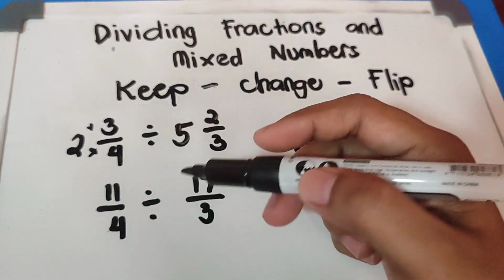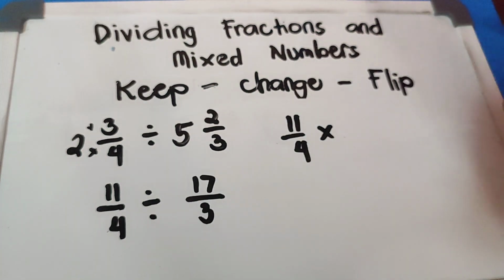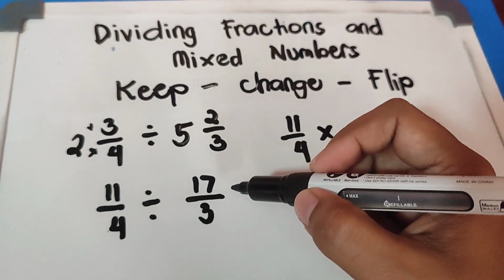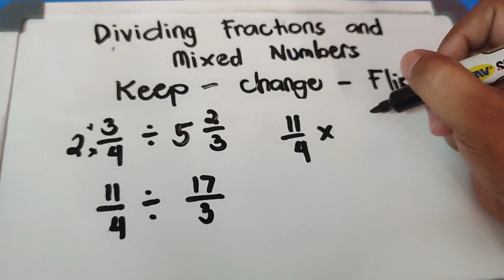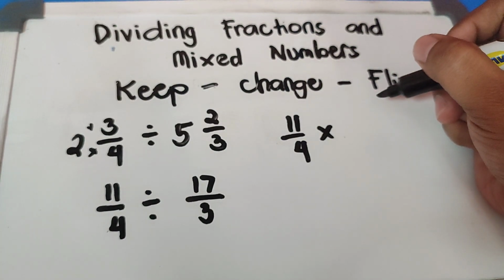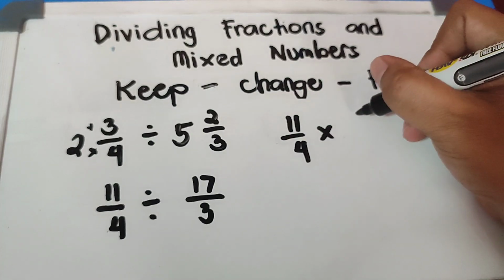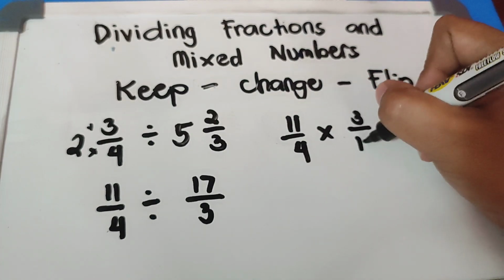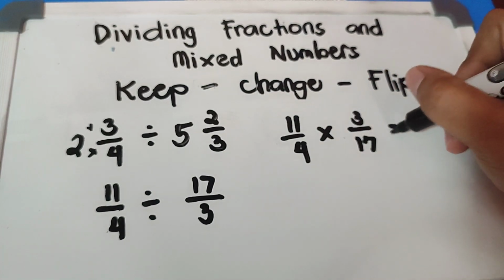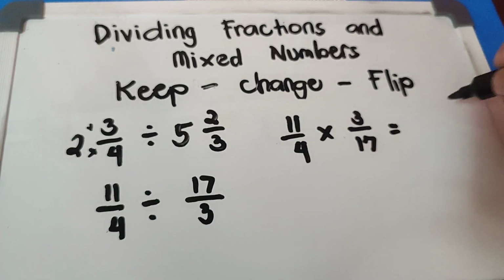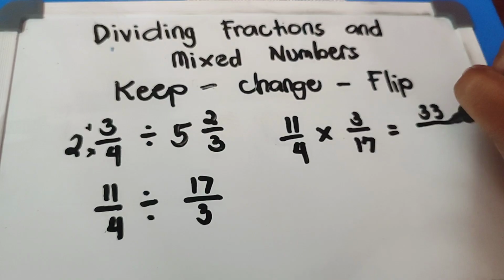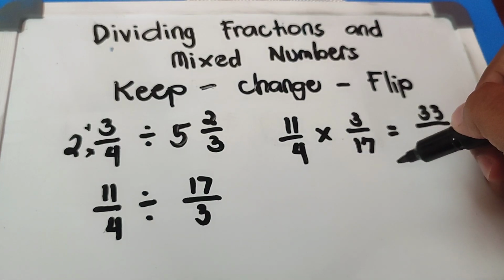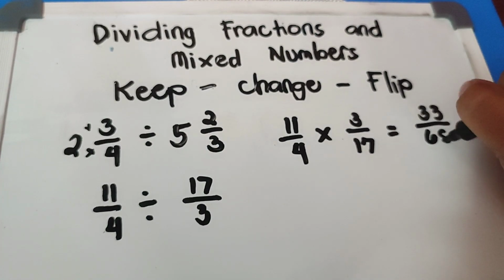Change this into multiplication and get the reciprocal of 17/3. The reciprocal of 17/3 is 3/17. Then multiply. 11 times 3 is 33. 4 times 17 is 68. So the final answer is 33/68.